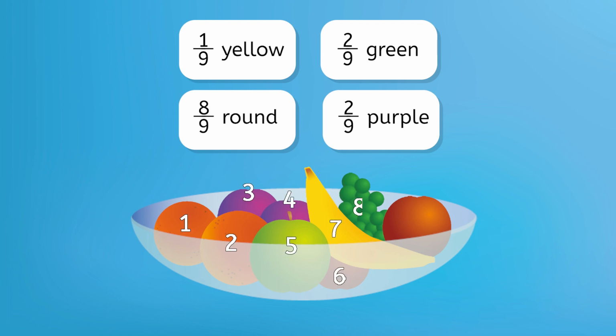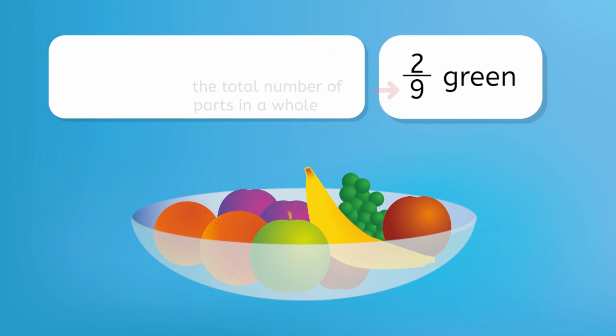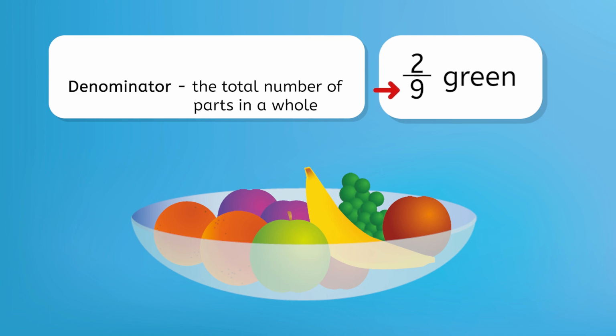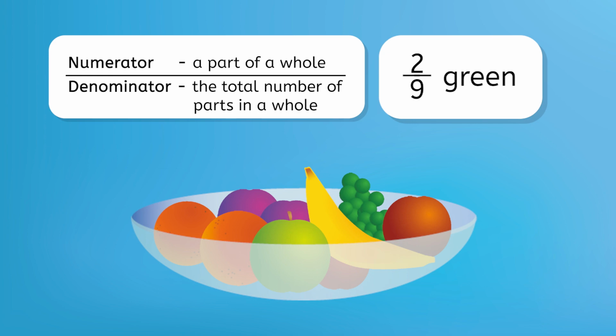Because there are 9 pieces of fruit in the bowl. In any fraction, the number that tells the total number of parts in a whole is called the denominator. And the number at the top of each fraction? In any fraction, the number that describes a part of the whole is called the numerator. It's written this way so you can read it as a part of the total, like how 2 of the 9 pieces are green.